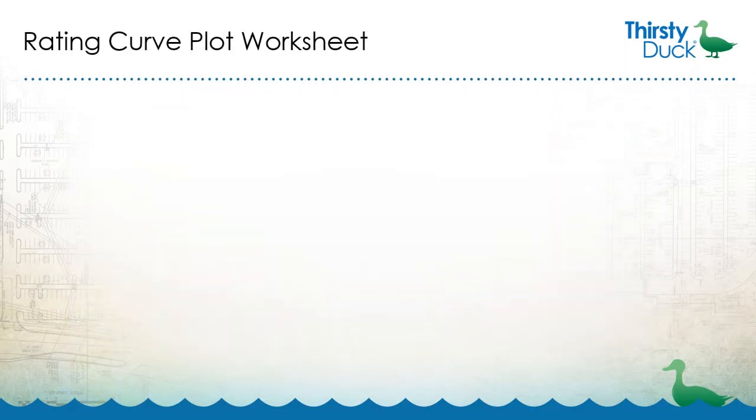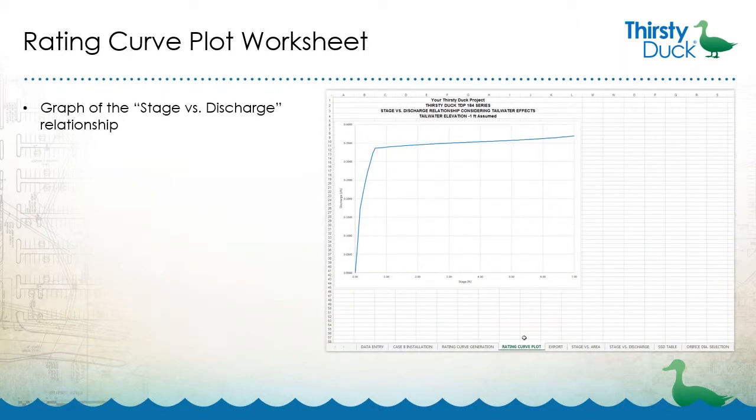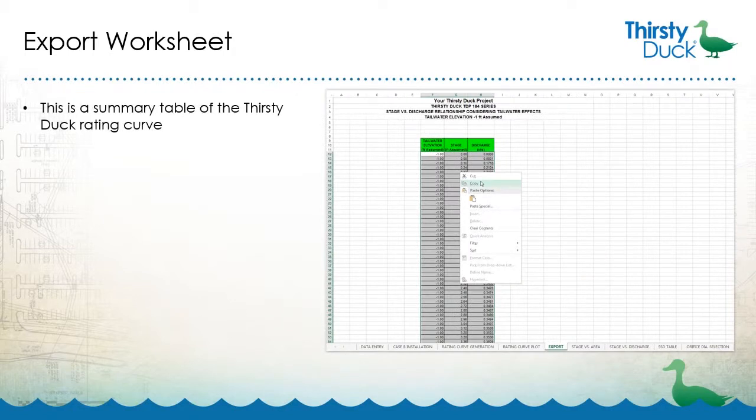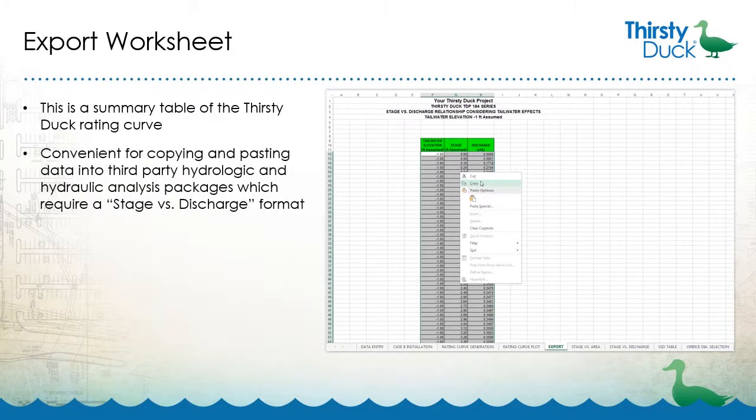The rating curve plot worksheet contains a graph of the stage versus discharge relationship. The Export tab is a summary table of the Thirsty Duck rating curve. This table is provided for easily copying and pasting the data into third-party hydrologic and hydraulic analysis packages, which require a stage versus discharge format.